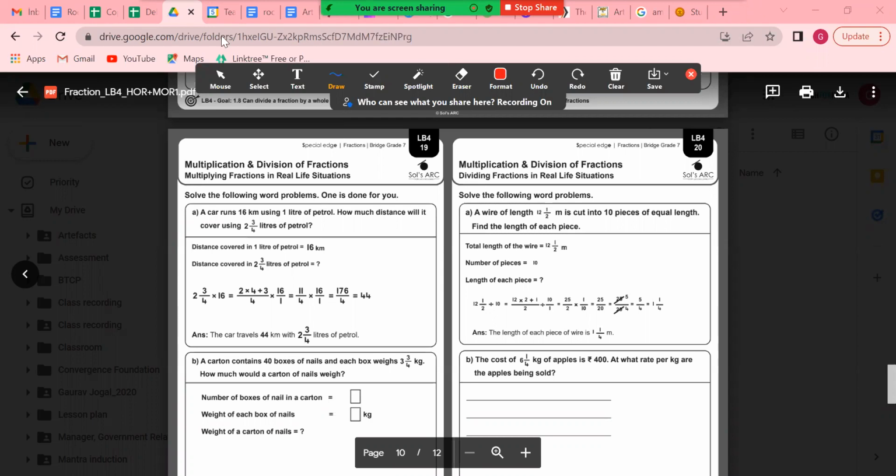So if I see here, a car runs 16 kilometers using 1 liter of petrol. With 1 liter of petrol it runs 16 kilometers. How much distance will it cover if we use this much petrol? So if I have this much petrol, how many kilometers will it run? I have to multiply, right? Of petrol, "of" means multiply. So 2/3 into 16, and again you use the same method and do it.